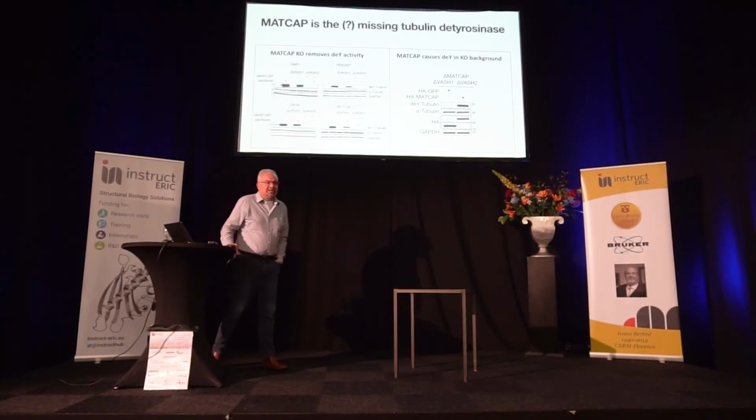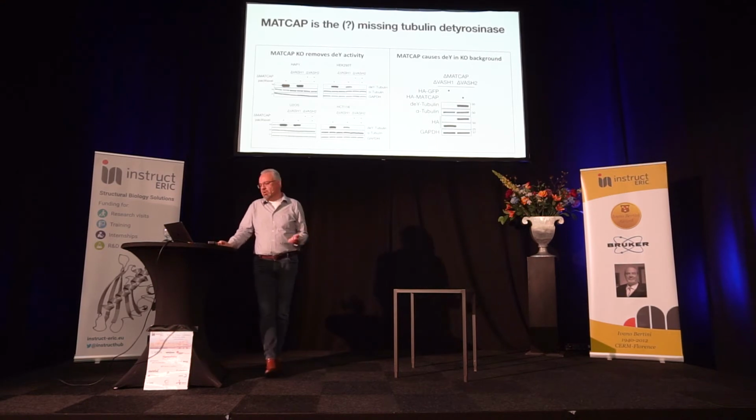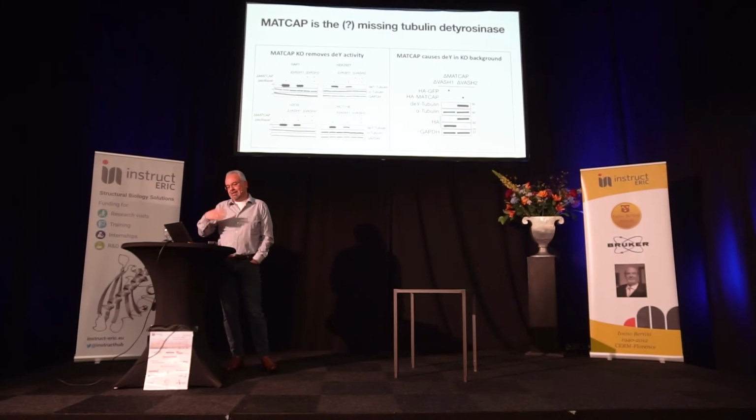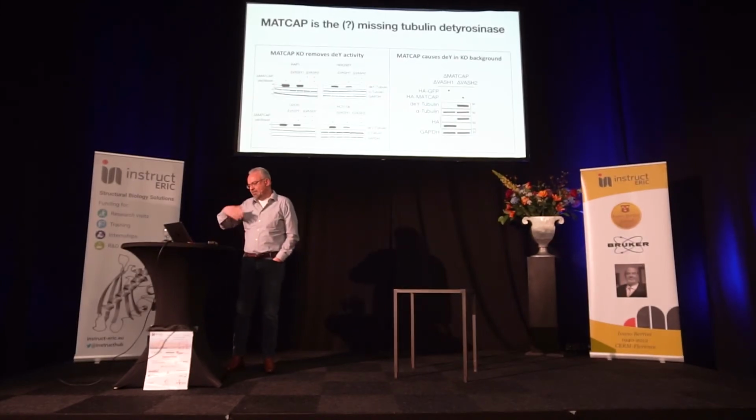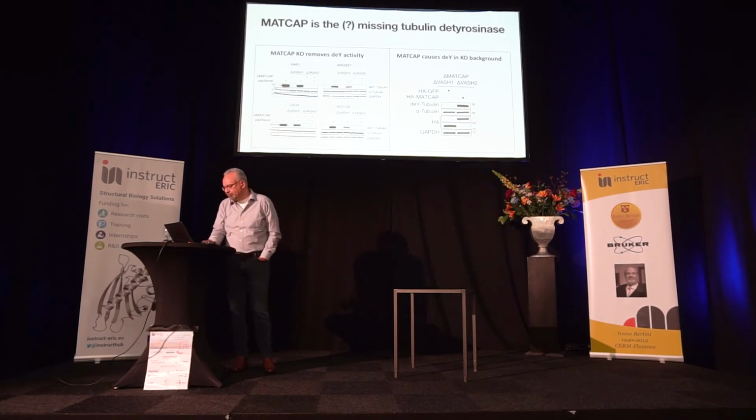So the difference here is that I'm showing the same experiment to the left with detyrosination, and you see when you get rid of MATCAP on top of VASH1 and VASH2, then in every single cell line that we looked at, there is no detyrosination left really. And of course, when you take cells with VASH1, VASH2 that are MATCAP depleted, and you overexpress MATCAP in these cells, you can reinstall detyrosination. That's what you see on the right panel.